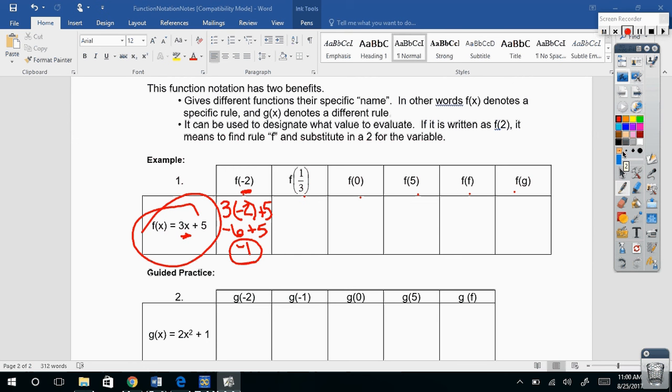A third. Same thing. 3 times 1/3 plus 5. We're pros at fractions now, yes?